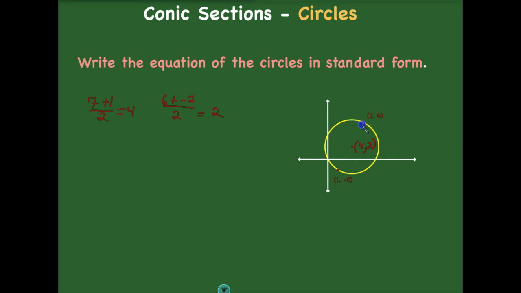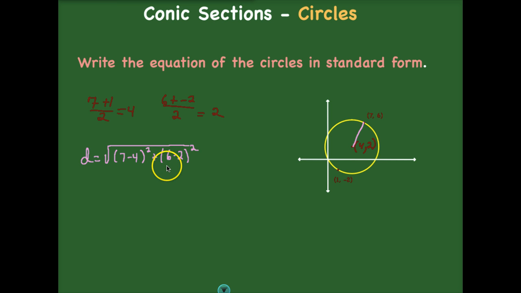So we want to know how far it is from this point on the circumference to the center. We can use the distance formula to find that distance. We could have also used the distance formula to find the distance of the diameter and then split it in two. So let's go ahead and use the distance formula of this radius to determine what its distance is.